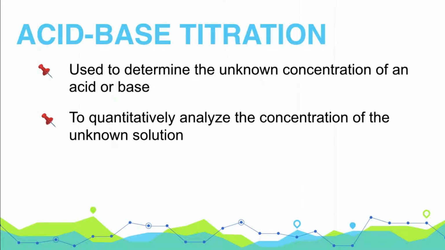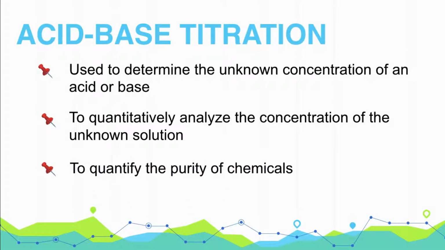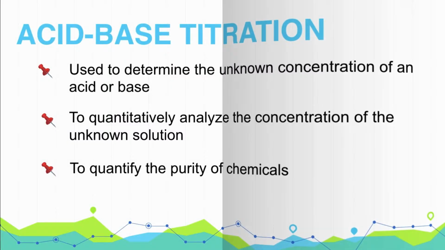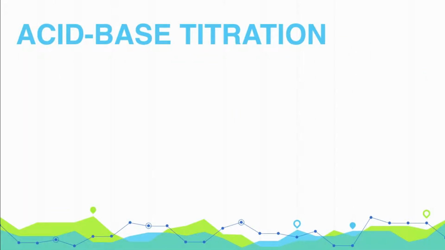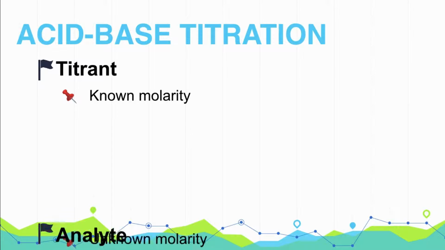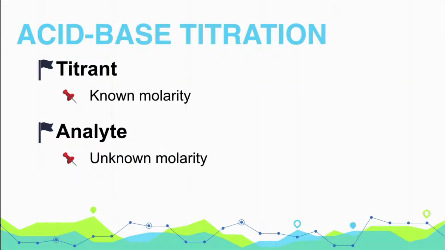This lets us quantitatively analyze the concentration of the unknown solution. Acid-base titrations can also be used to quantify the purity of chemicals. The analyte or the titrand is the solution with an unknown molarity. The reagent or the titrant is the solution with a known molarity that will react with the analyte. In acid-base chemistry, we often use titration to determine the pH of a certain solution.